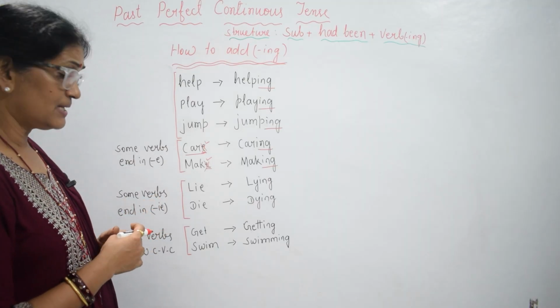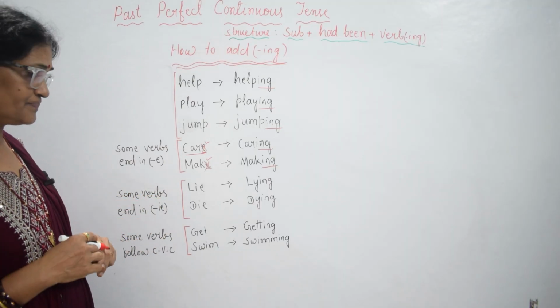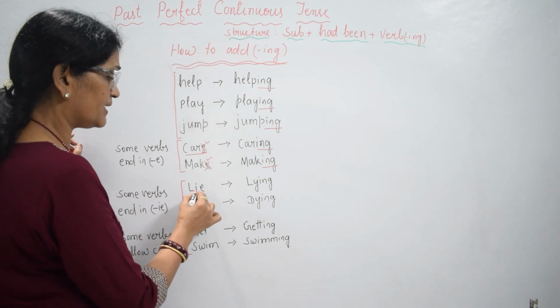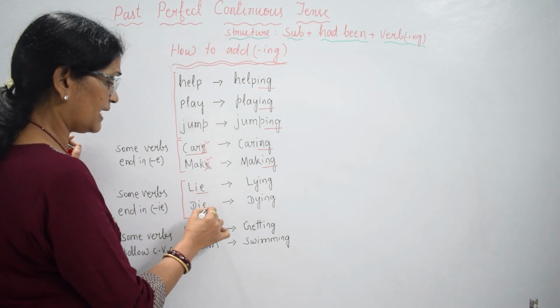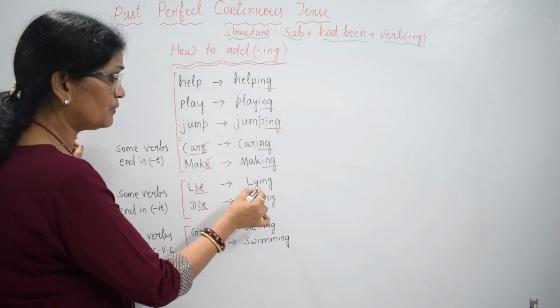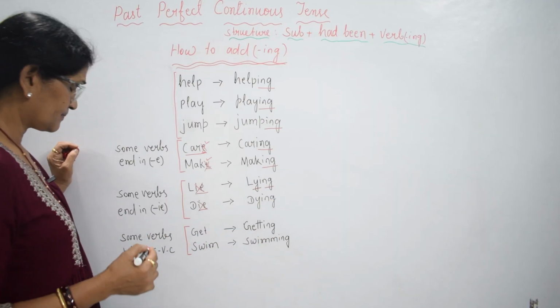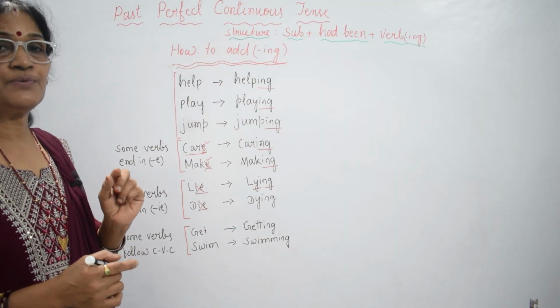Making. Another rule, some verbs end in ie. There we remove ie. Lie, die. Remove ie, and that ie will be y. Then ing. Lying, dying. Some verbs follow CVC.